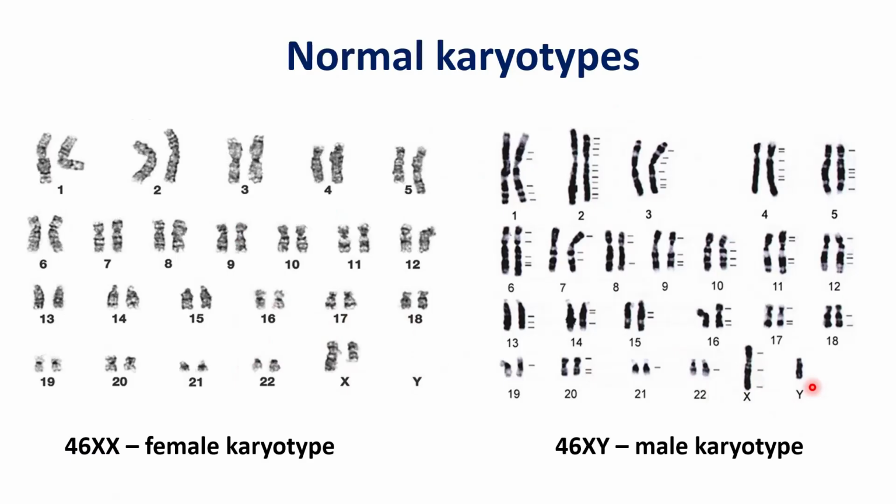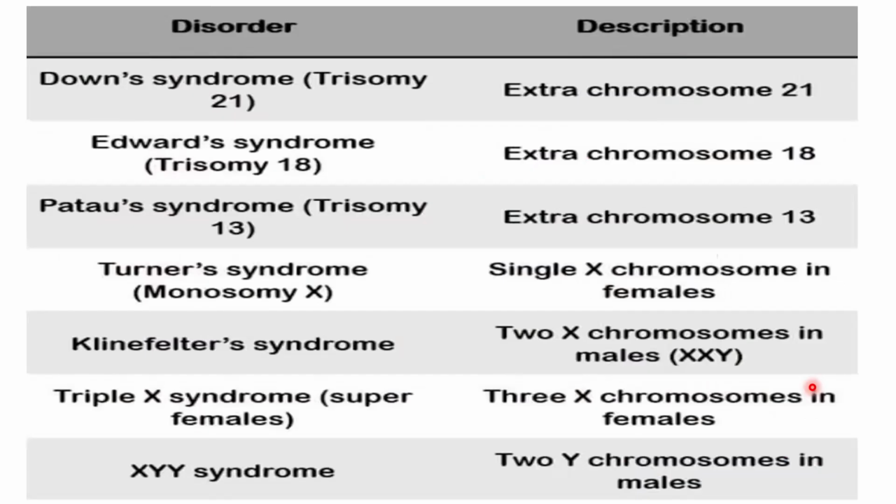Remember, you can have genetic or chromosomal abnormalities that you can see here, which are very common in exams. For example, Down syndrome, which is trisomy 21, will have an extra chromosome in the pair of chromosomes number 21. Edwards syndrome, which is trisomy 18; of course, tri means 3, extra chromosome in 18. Patau syndrome, trisomy 13, extra chromosome in 13. Turner syndrome, which is monosomy X, ideally you'll have a single X chromosome in females.